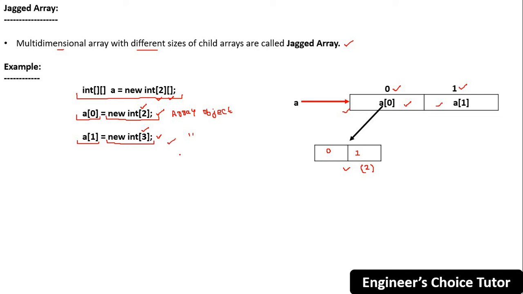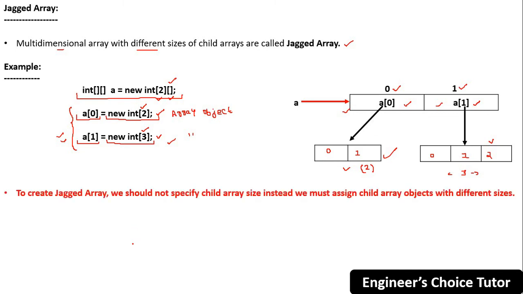And in the second case, where new int[3], it means size is 3. So 0, 1, 2. Total 3. And you are assigning the reference of this array to a[1]. It means a[1] holds the reference of this array, and the array size is 3 here. And a[0] holds the reference of this array, where the array size is 2. Is it clear? If you are not specifying the child size, you have to do it like this. A developer or programmer has to perform this explicitly. Alright? So this is the plus point.